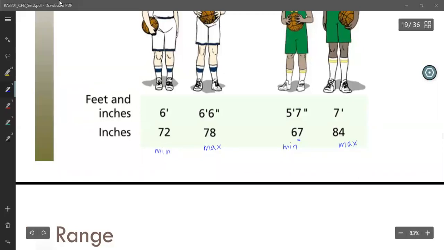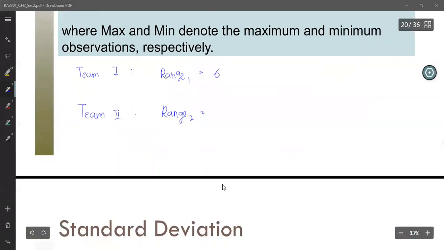Yes, what is the range? Range of the second team? 84 minus 67 is 17, right? So you can clearly see that the range is larger for the second team compared to the first team.